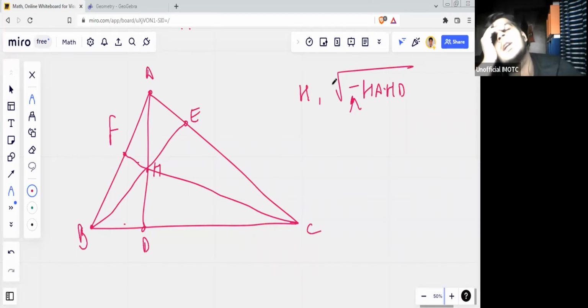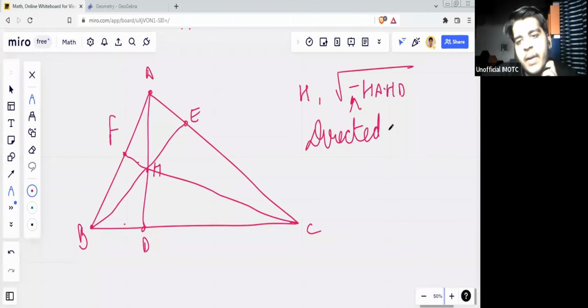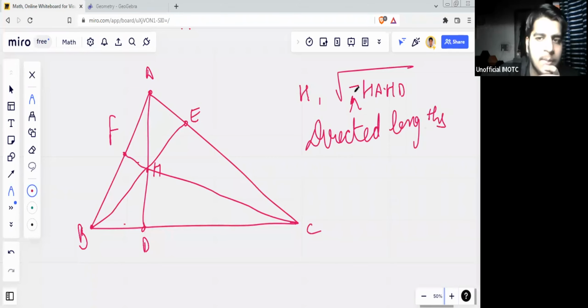Wait, this is directed though. No, directed lengths make it more complex actually. Well, let me think. Yeah, fine, it's directed only. But fine, even if it's directed, what does this minus signify?